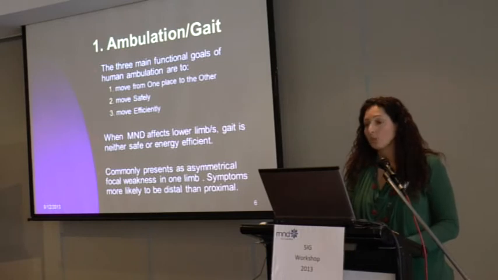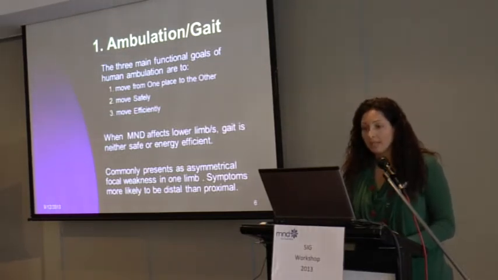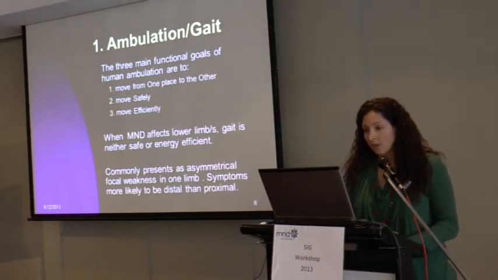The three main functional goals of human ambulation are to move from one place to another, to move safely, and to move efficiently. When motor neuron disease affects the lower limbs, gait is neither safe nor energy efficient. Commonly, they present with asymmetrical focal weakness in one limb, and symptoms are more likely to be distal than proximal. That means their weakness is in their foot first, and then it goes to the knee and hip later on, and same with the upper limb.